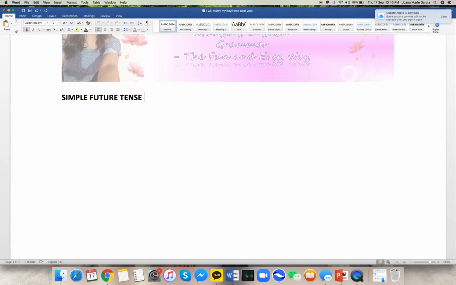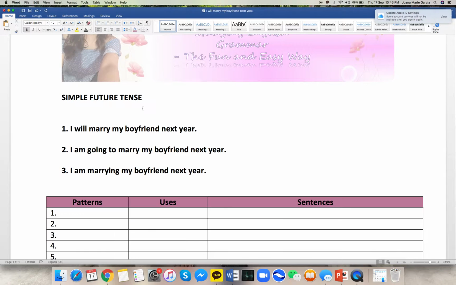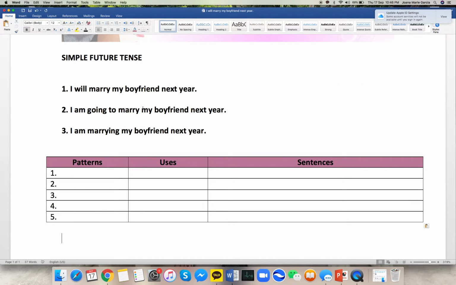But before we focus on the simple future tense, I would like you to focus first on the three sentences I have here. The first sentence is: I will marry my boyfriend next year. I use the verb will marry. The next one is: I am going to marry my boyfriend next year. I use am going to plus marry. And: I am marrying my boyfriend next year. So I use am marrying for this sentence.